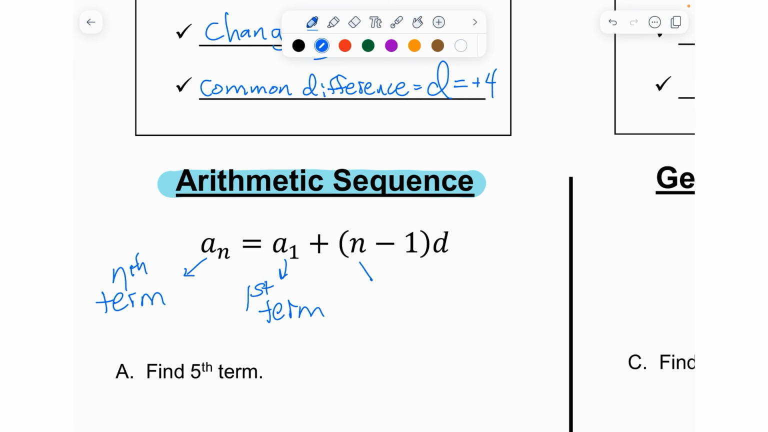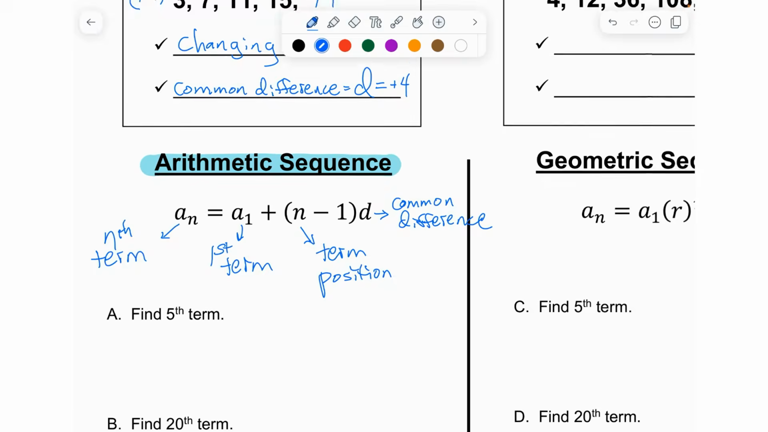And then are you catching on? The letter n is really just describing the term position. Again, do I have the 5th term? Do I have the 20th term? The letter n is the actual position. And here's this d, we've said already, but it perhaps is the most important thing. So let's say it again, it's the common difference. Remember, that's how much the numbers are changing, of course, by addition or subtraction.